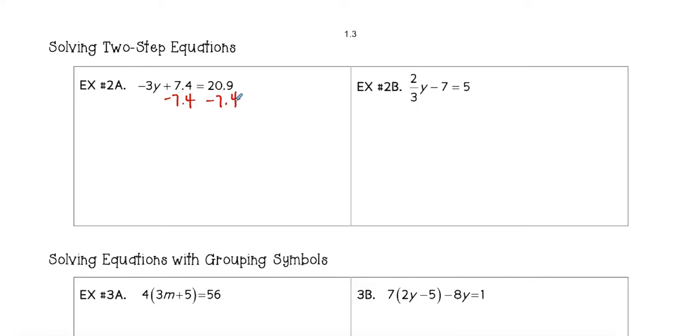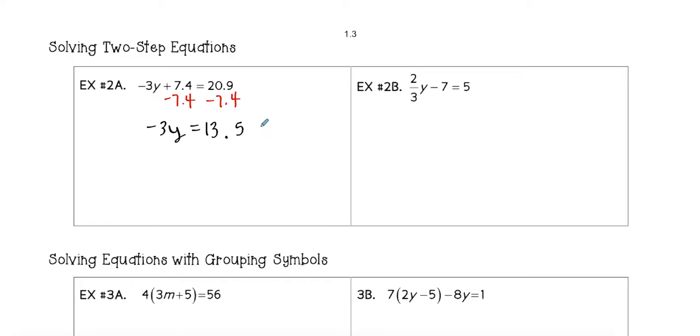7.4 from both sides. All right, so now I'm going to have a -3y. 7.4 minus 7.4 is 0. I don't have to put plus 0. Equals, subtracting decimals, line up the decimals, subtract. So 9 minus 4, going to give me that 5. 20 minus 7, that's going to go ahead and give me 13. And so now I have 13.5.